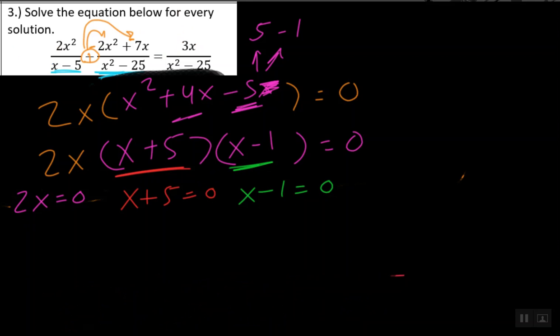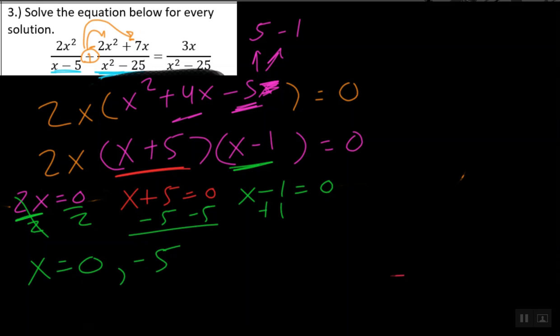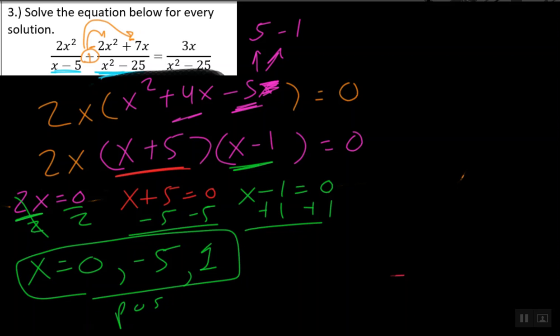And when we solve this, solving for x here, I divide both sides by 2, and x is equal to 0. Here I subtract both sides by 5, and x is equal to negative 5. And here I add 1 and add 1, and x is equal to positive 1. Now these are all of my possible solutions.